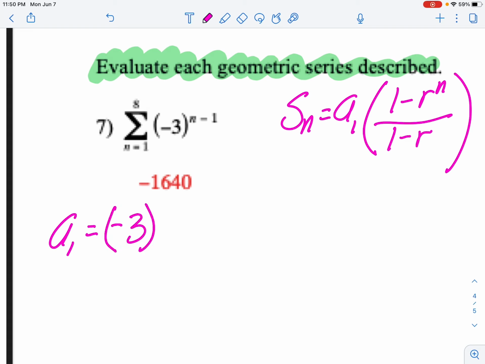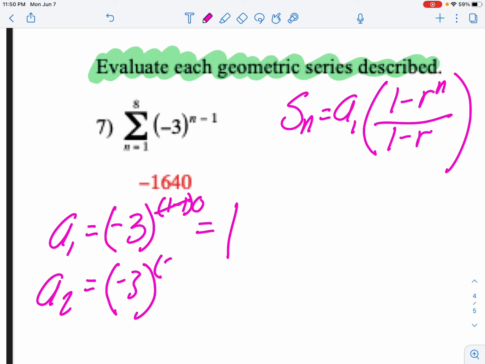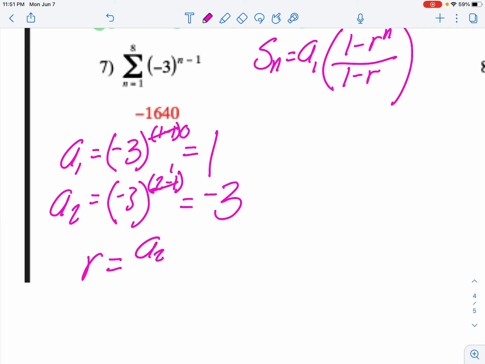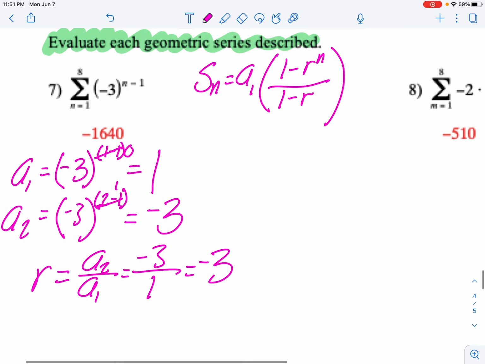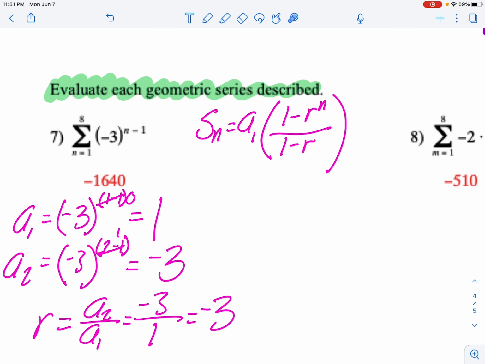So when I plug in 1 here, 1 minus 1 gives me 0, and anything to the 0 power is 1. I also need my second term because I need to find my ratio. So negative 3, and then I plug in 2 minus 1. 2 minus 1 is 1. Negative 3 to the first power is negative 3. So to find my common ratio, I say the second term divided by the first term, which is negative 3 divided by 1, and that gives me negative 3.